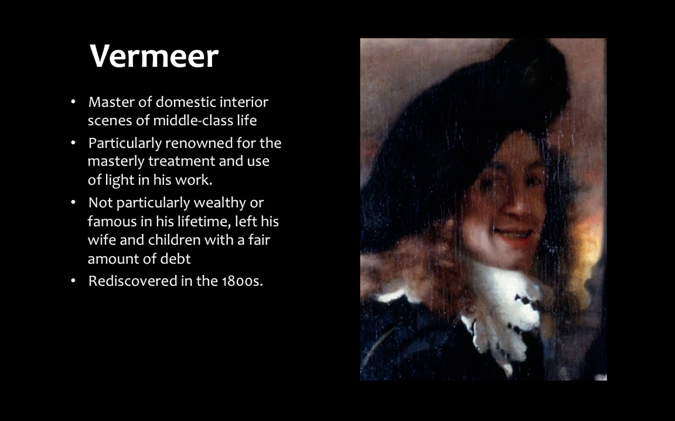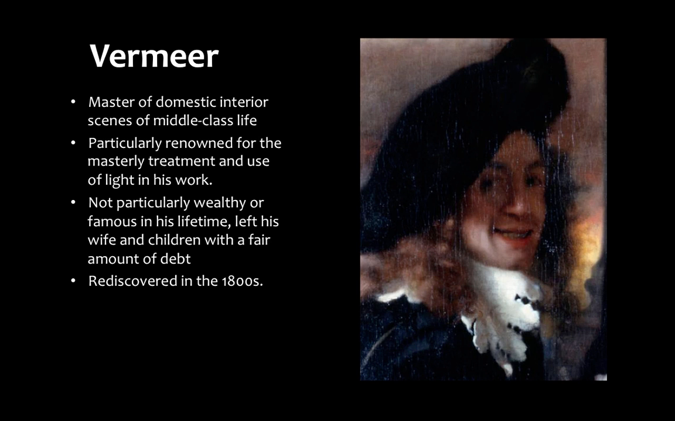So the next artist we're going to look at from this time period is one of the more famous ones, and that is Vermeer. Vermeer is very much associated with the secular Baroque, but during his lifetime he wasn't particularly famous. In fact, he leaves his wife and children with a fair amount of debt. His works were rediscovered about 200 years later in the 1800s, but very few of his works survive. There are something like 34 known and confirmed Vermeers in the world. Only 3 of them are dated.